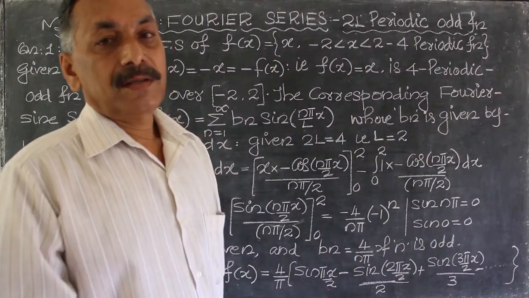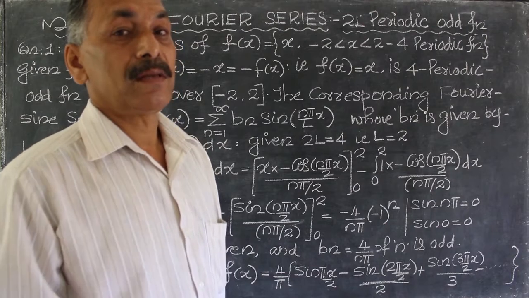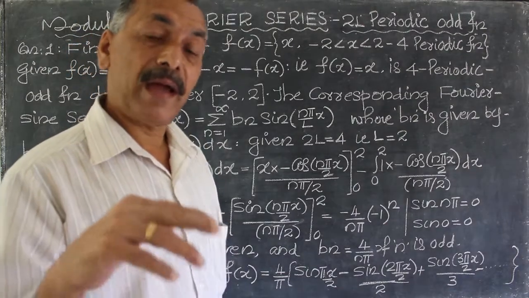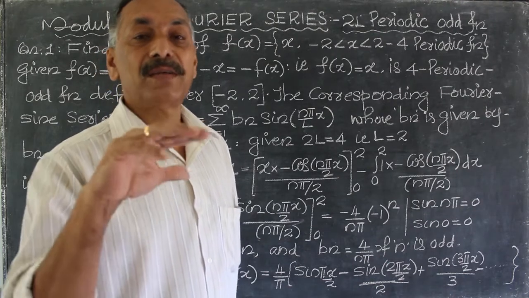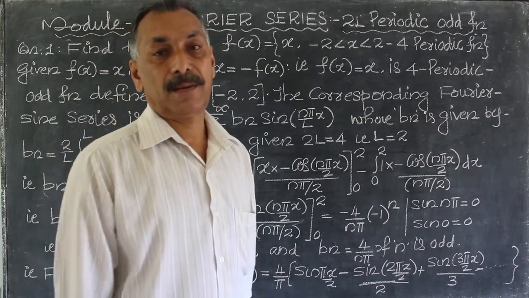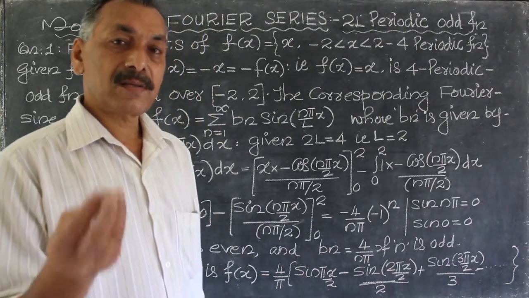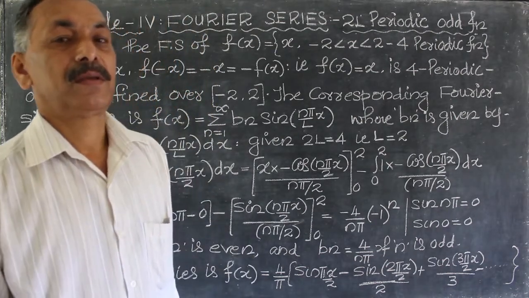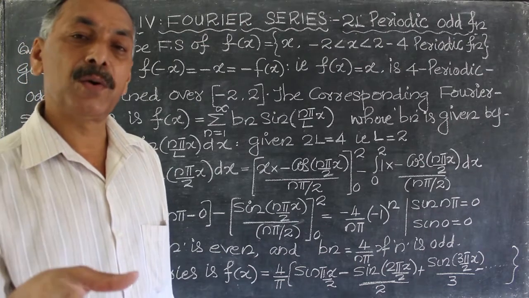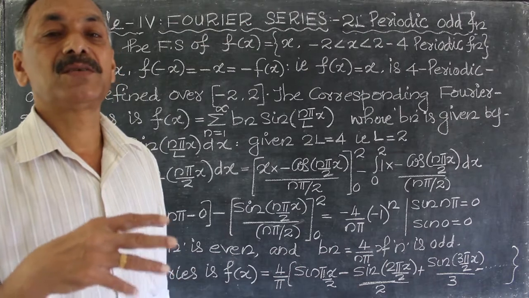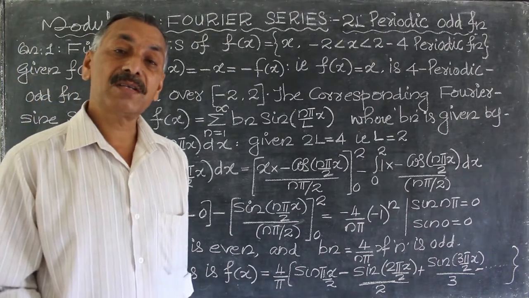We have already seen the Fourier series of 2L periodic even and odd functions defined over the interval minus L to L. And we have already seen an example for an even function. Now consider an example for an odd function, a 2L periodic odd function defined over the interval minus L to L.